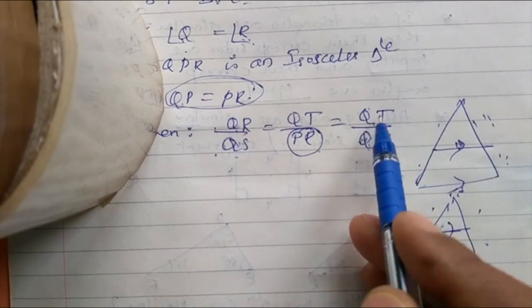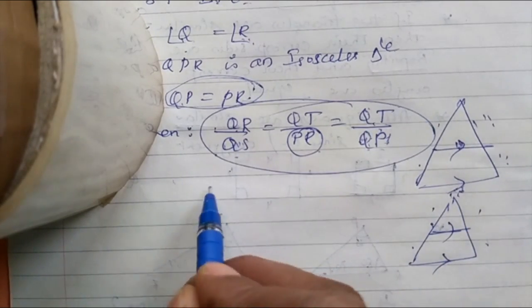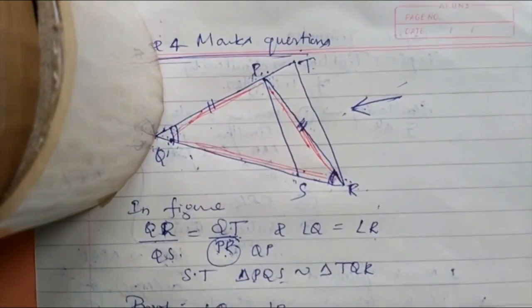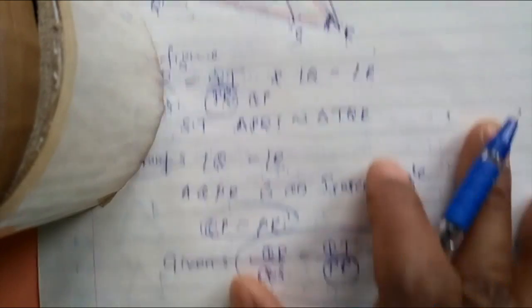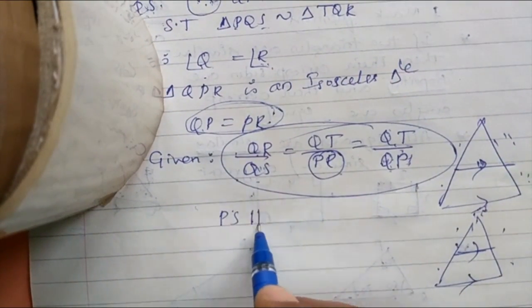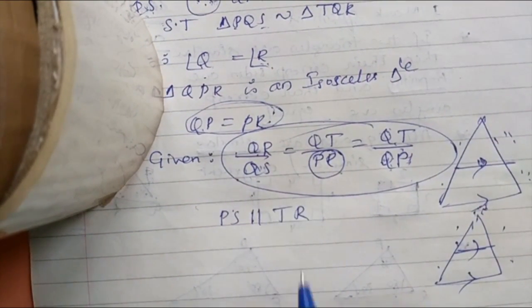Now sides are in ratio, we already got that. Then what can we write? These two lines are parallel. Therefore, PS is parallel to TR. So that is the BPT result.